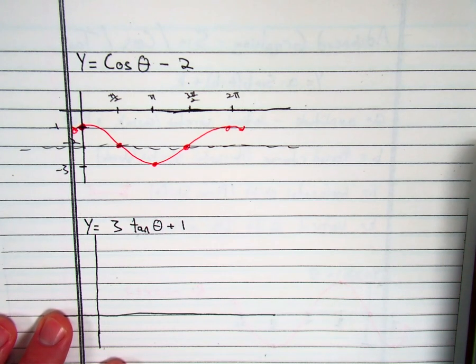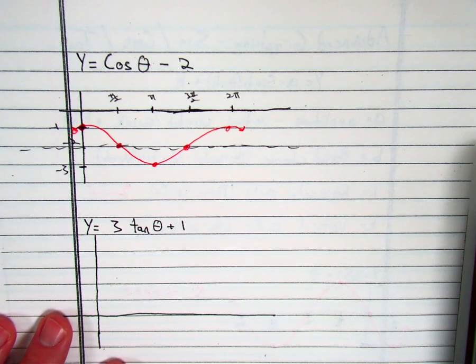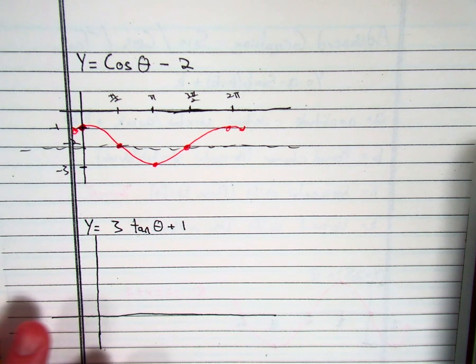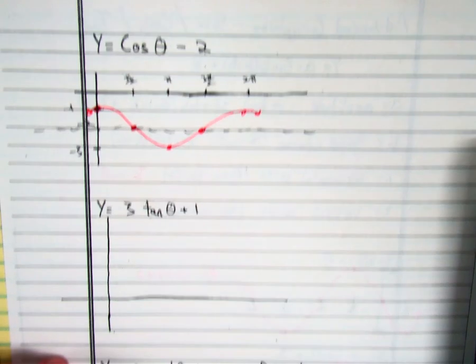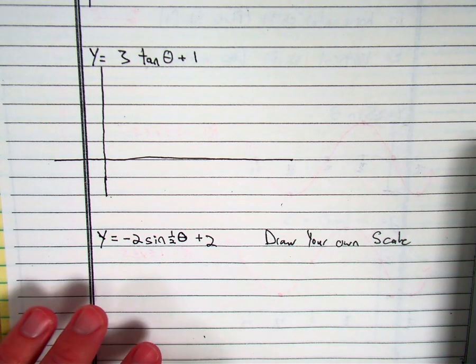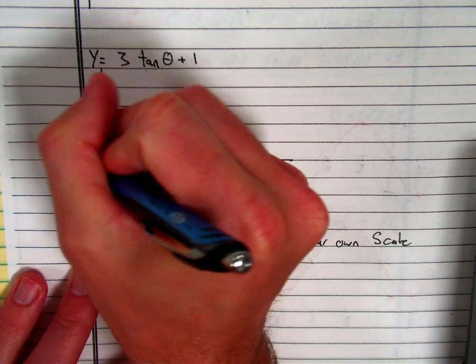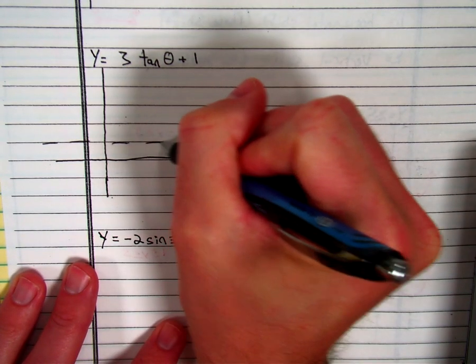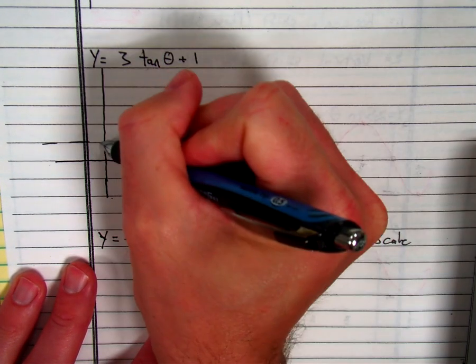And there it is. Alright, that was cosine. Let's do a tangent: 3 times tangent theta plus 1. Alright, so plus 1, that's going to bump our midline up to 1.